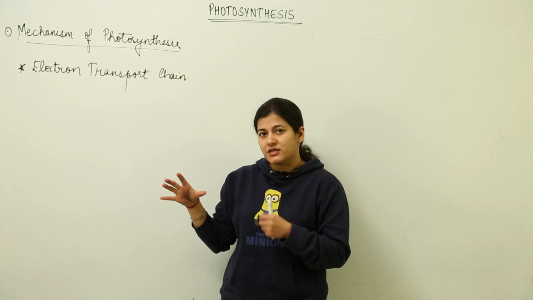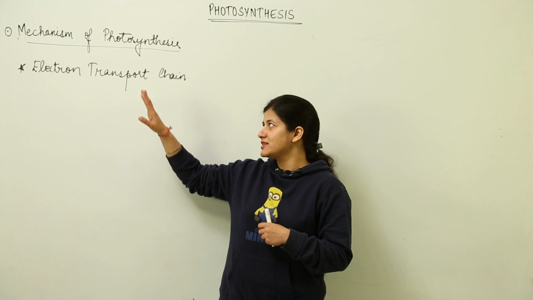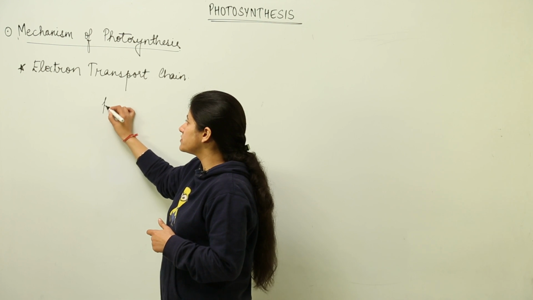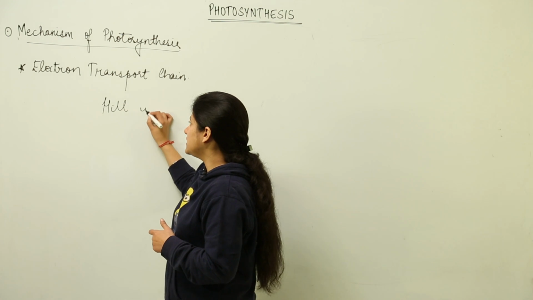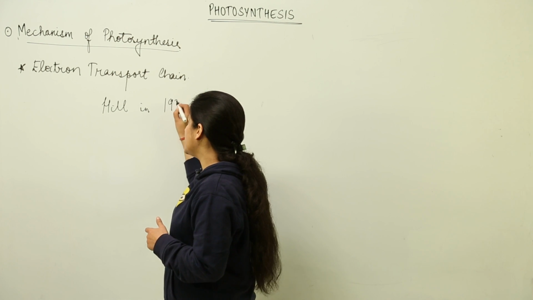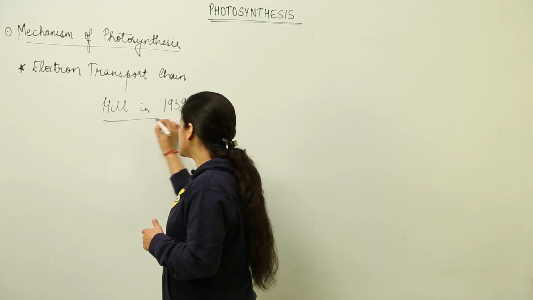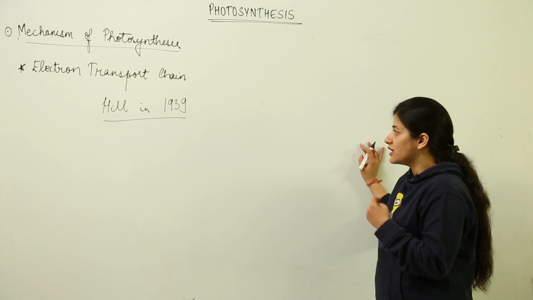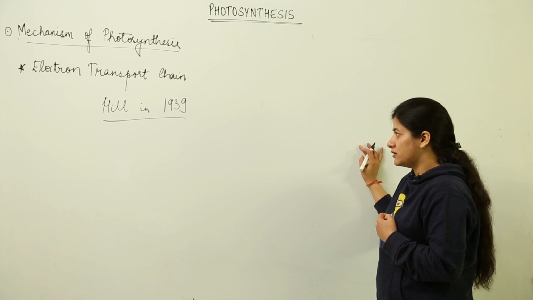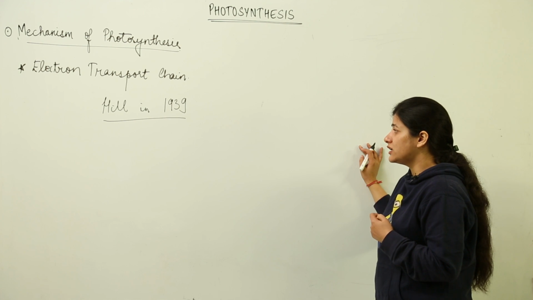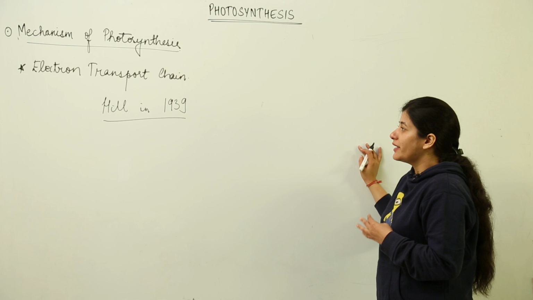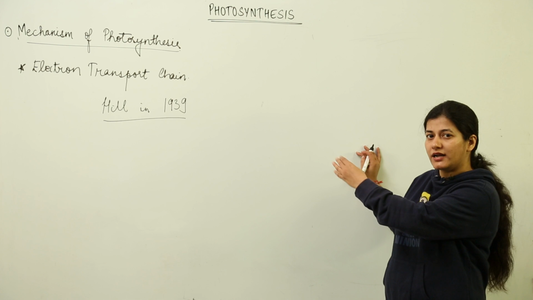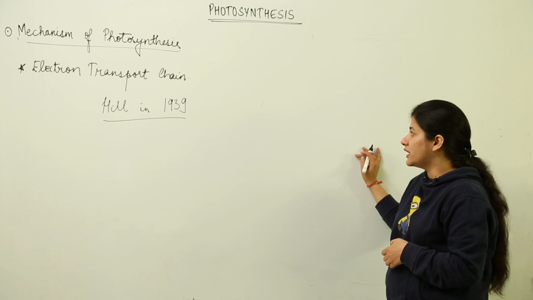So in that context, we have another term to be understood, and that is the electron transport chain. First thing that you have to remember is that it was proposed by Hill in 1939. The same Hill who had earlier contributed the Hill's reaction we had talked about, and this Hill is responsible for the main reactions in the study of the photochemical phase as well. So the electron transport chain was formulated by this person in this particular year, and later on further studies were done on it.